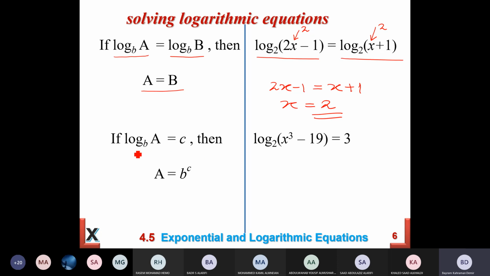And the other one, if you have logarithm of a equals c, then how do you write it, Shabab? A is equal to b to the c, right? Basic logarithm property. Now we have logarithm of x cubed minus 19 equals 3. So I need to write x cubed minus 19 equals 2 to the power of 3, which is 8, right? So x cubed will be 19 plus 8, which is 27. And clearly x should be equal to 3.